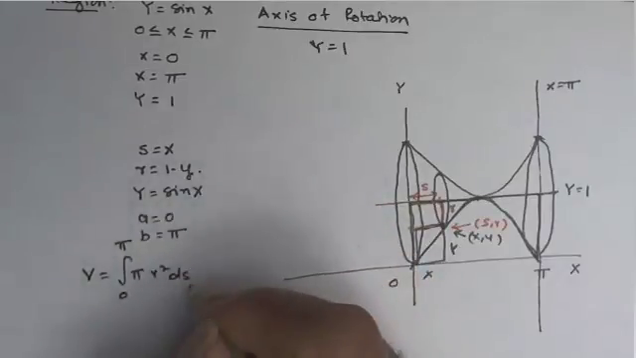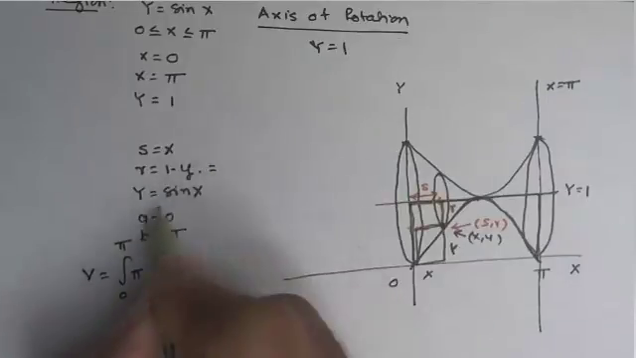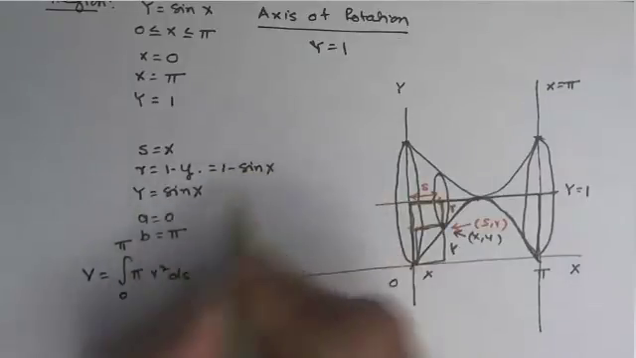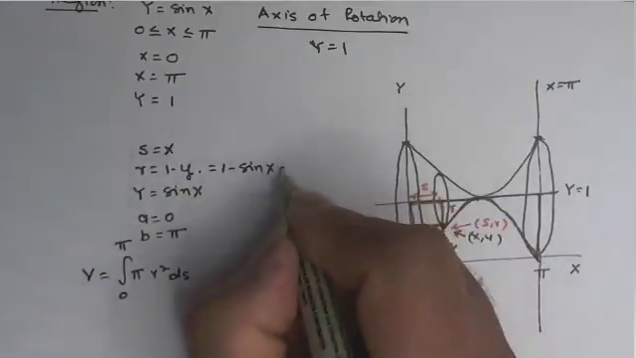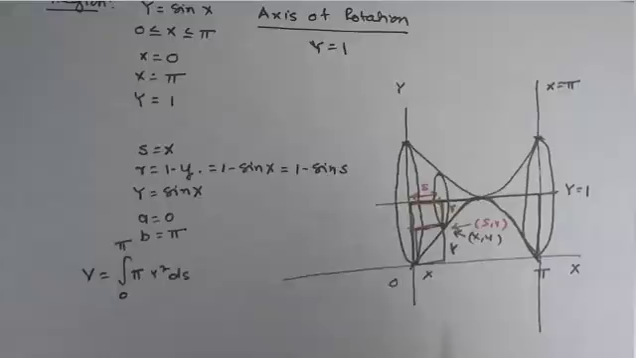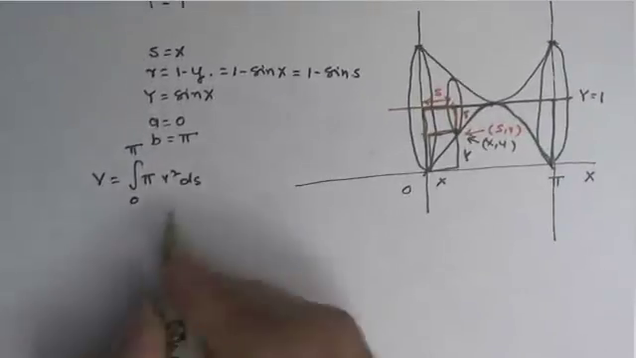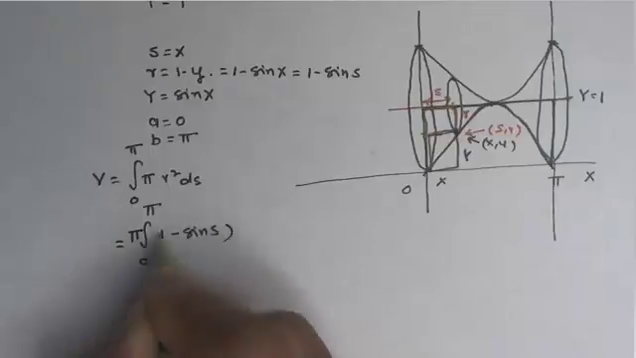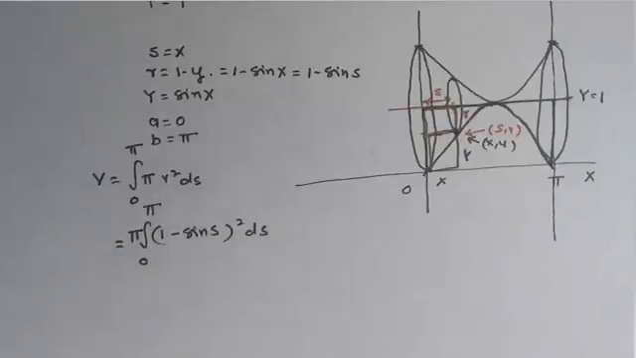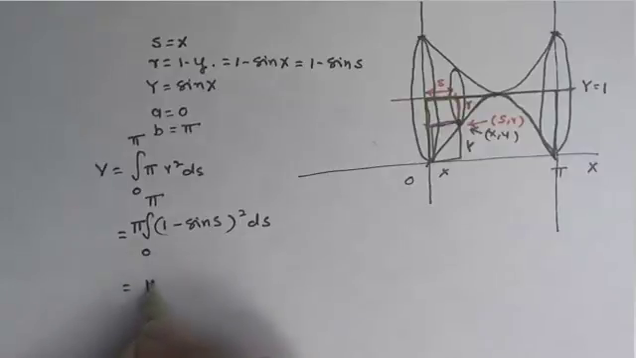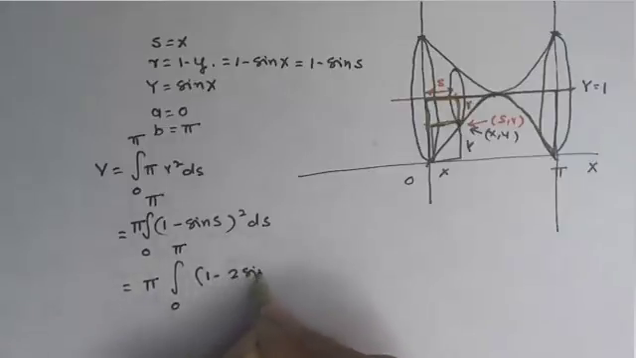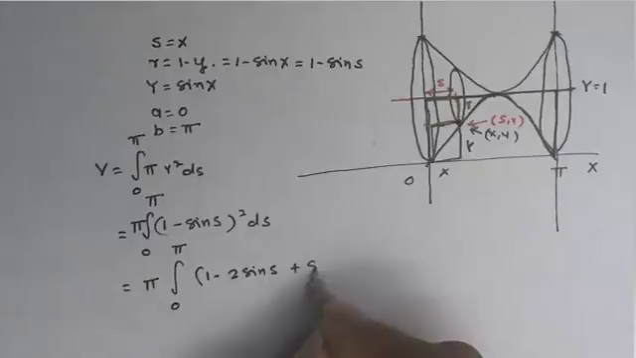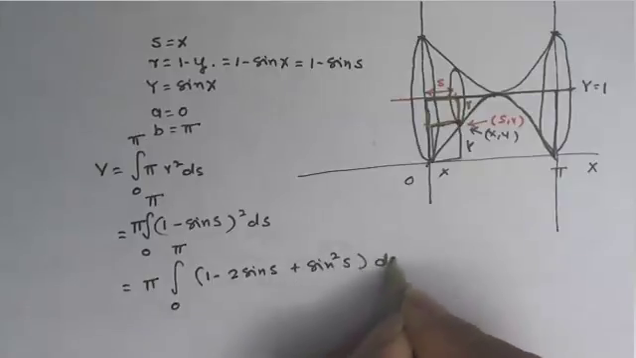So let's figure out how r is a function of s. r is 1 minus y, so it's 1 minus sine x, because y is sine x. x is the same as s, so this is 1 minus sine s. So the volume is pi times the integral from 0 to pi of (1 minus sine s) squared ds. And now you just have to do the integral. So let me expand that: the integral from 0 to pi of 1 minus 2 sine s plus sine squared s ds.